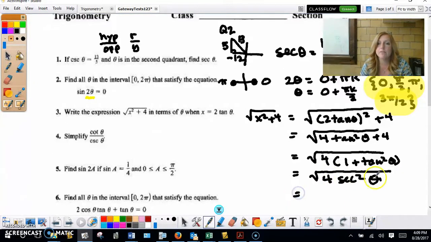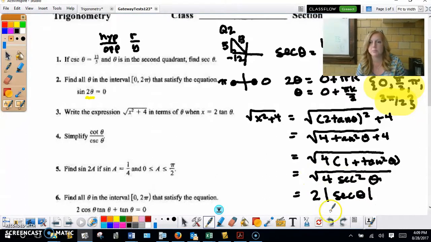And now I have 2 perfect squares. So the square root of 4 is 2, and then the square root of secant squared theta is the absolute value of secant of theta, because remember, principal values, the square root is always positive. And so this simplifies to 2 times the absolute value of secant of theta. All right, so we'll highlight that as our answer.